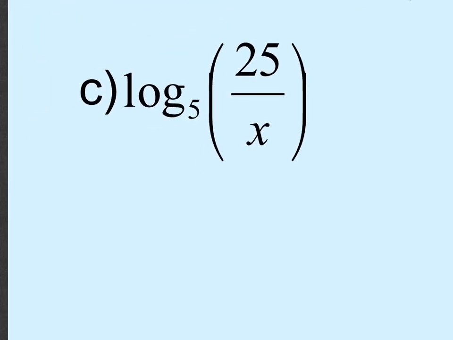C, log base 5 of 25 over x. Now I've got a quotient. When I split this, it becomes what? Subtraction. So this is log base 5 of 25 minus log base 5 of x. Is there something there that can be simplified? What? 2. Good. Log base 5 of 25 is 2 minus log base 5 of x.